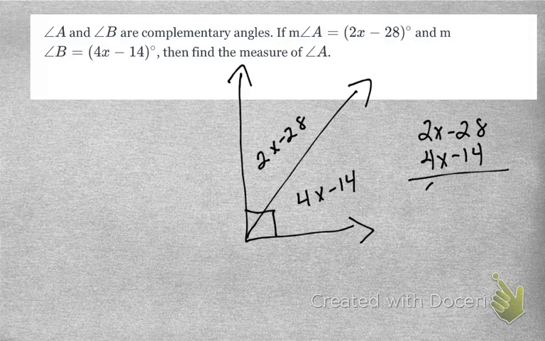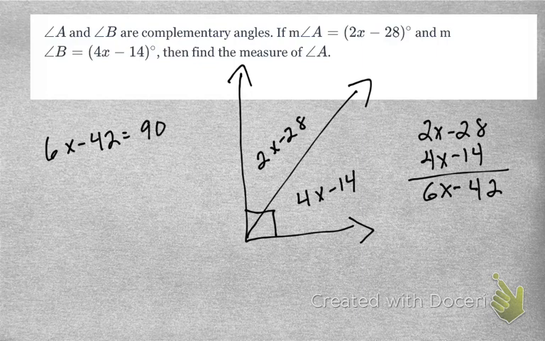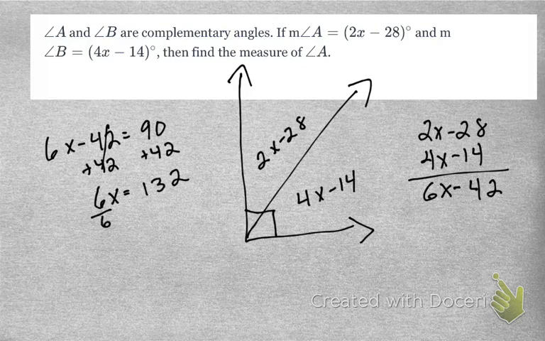Like that. I get 6x's. And I'm adding those same sign sums. So I get 42. And then I set those all the way over here. 6x minus 42 equals complementary angles 90 degrees. That's it. Just solve for x. Add the 42. Add the 42. We get 6x equal to 132.